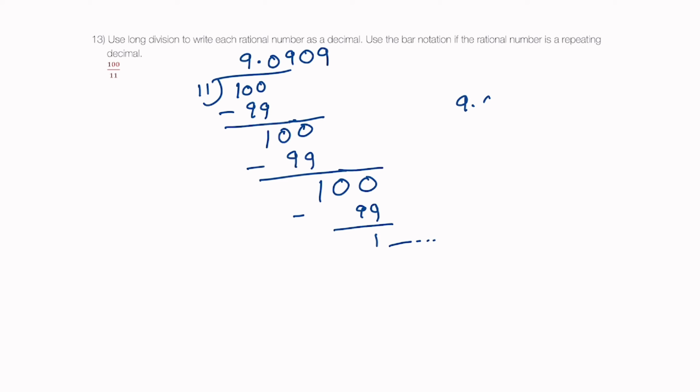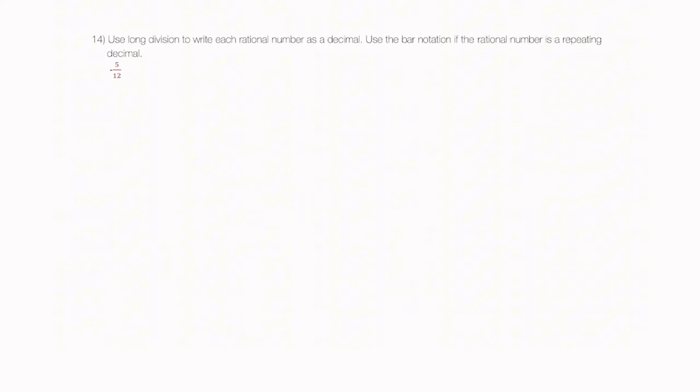So it's 9.0909 and so on and so forth. We will write this as this, the bar notation. Ready for the next one?